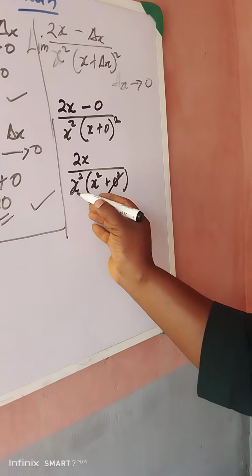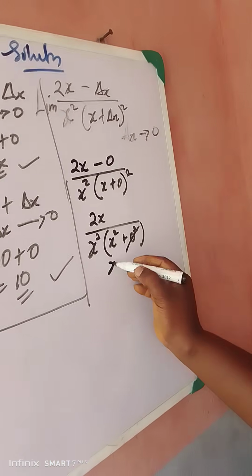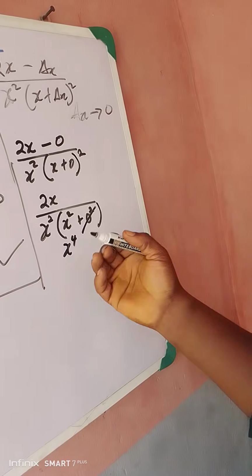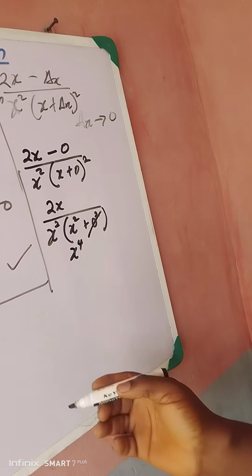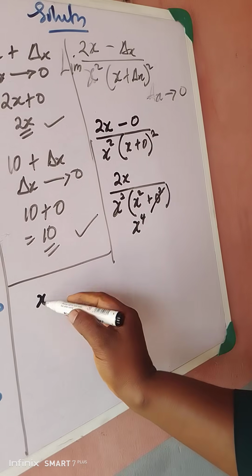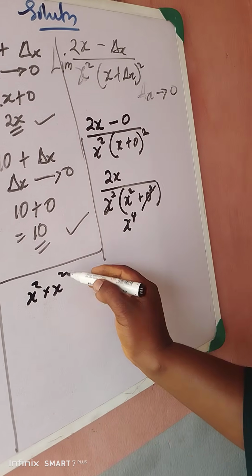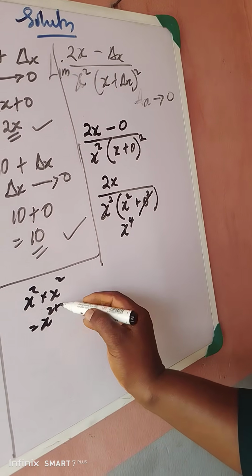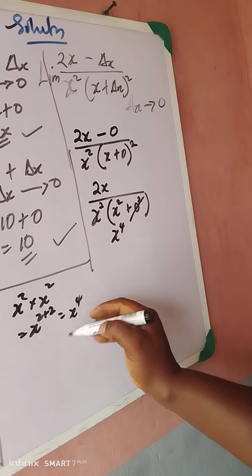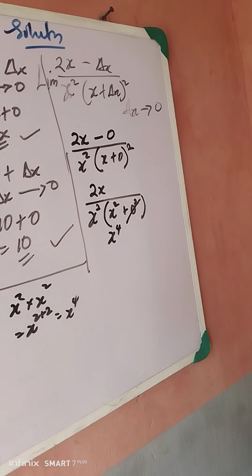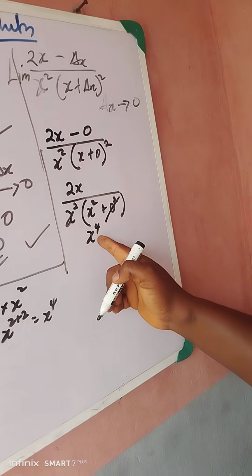From a law of indices now, this times this will give us x raised to the power what? 4. You understand what I mean now? Tonya, you understand what I mean now? I mean x raised to the power 2 times x raised to the power 2 will give us x raised to the power 2 plus 2, which is x raised to the power 4. That is law of what? Multiplication in indices. So that's what I applied here to give me this.